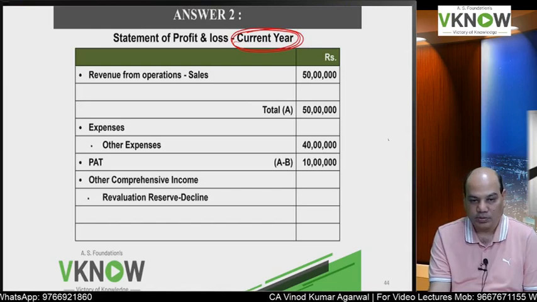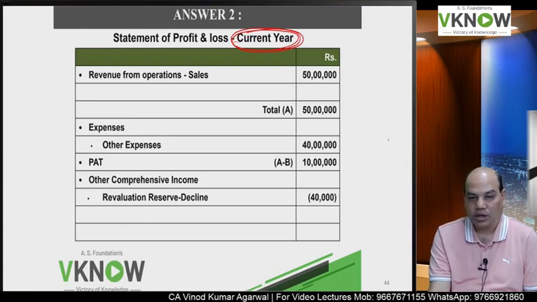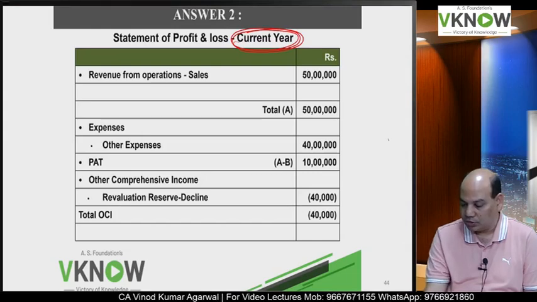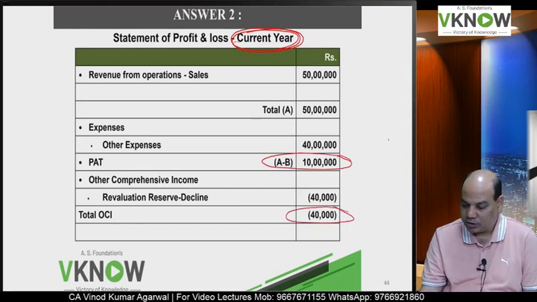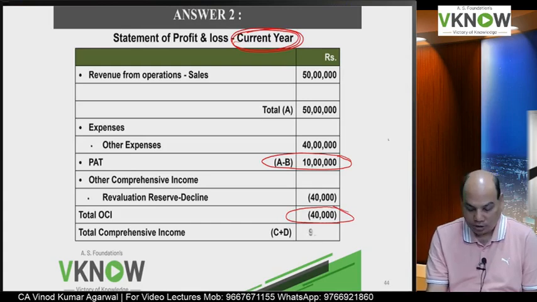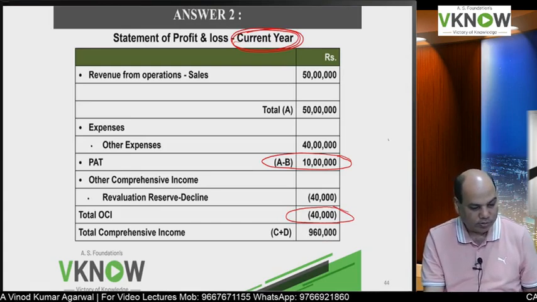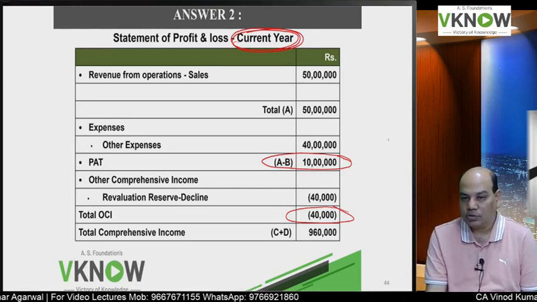Other comprehensive income. There you will write decline in revaluation reserve. In bracket 40,000. Total OCI 40,000. This is 10 lakh. This is 40,000. So what will be TCI? TCI write down 9 lakh 60,000. Very good. Amazing. These are just questions designed for conceptual understanding.